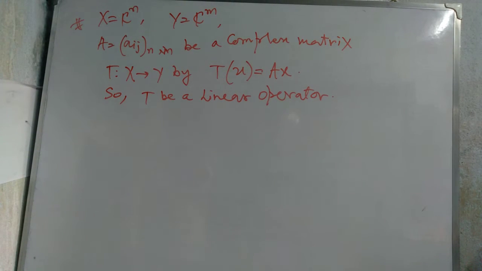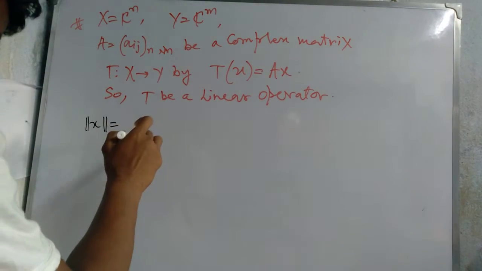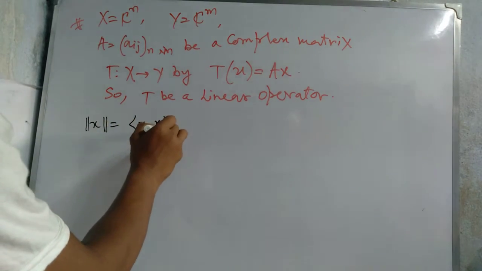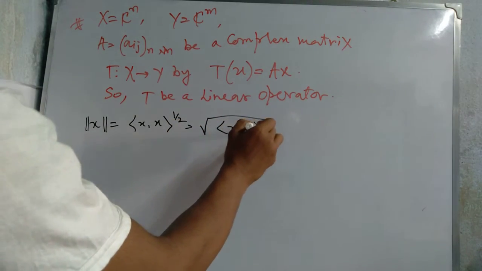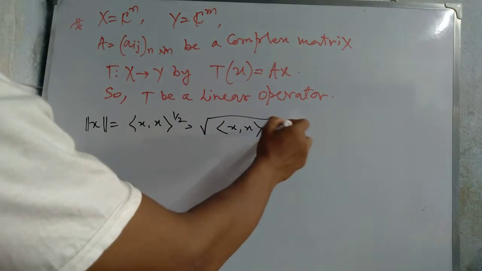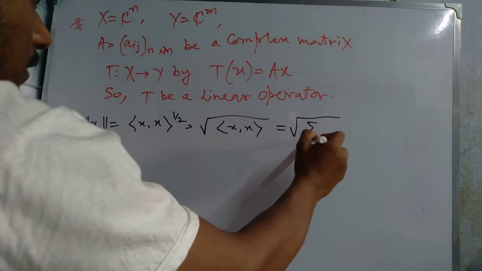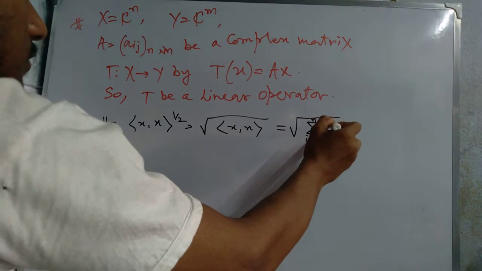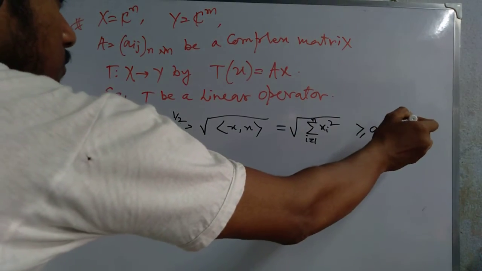Next we also discuss another operator. That means here we write norm of x equal to x whole to the power half, equal to the square root of the inner product of x. Obviously this is equal to the square root of the summation i equal to 1 to n of xi squared, which is greater than or equal to 0 for all x belongs to Rn.